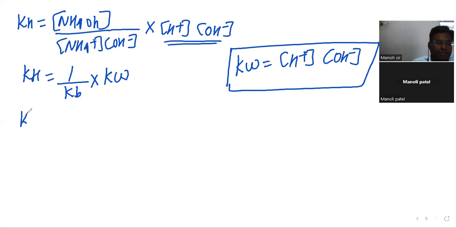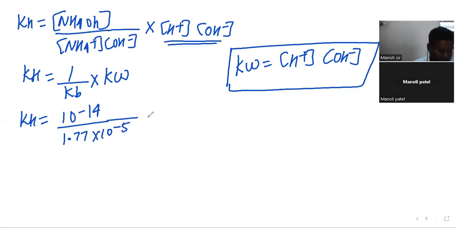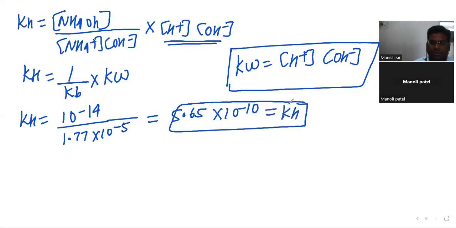So Kh is equal to, we know the Kw value, that is 10 raised to minus 14, and the Kb value is given, that is 1.77 into 10 raised to minus 5. So it will be converted into 5.65 into 10 raised to minus 10, that is equal to the Kh value. So this is your Kh value. Please write down how we have calculated.